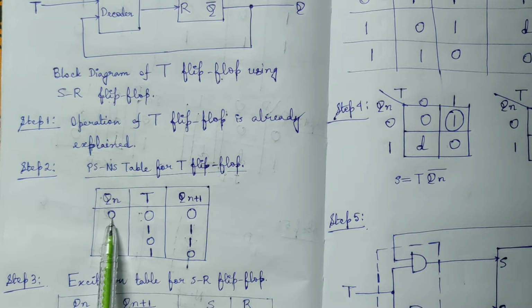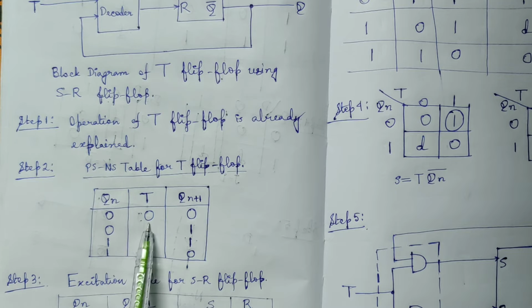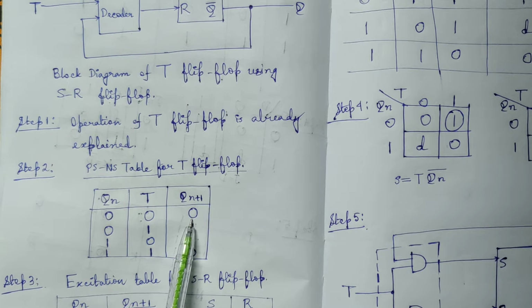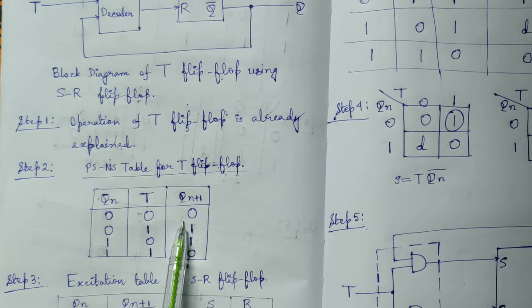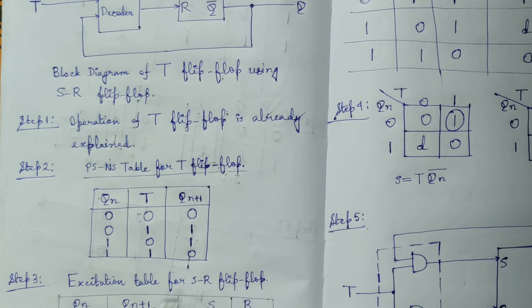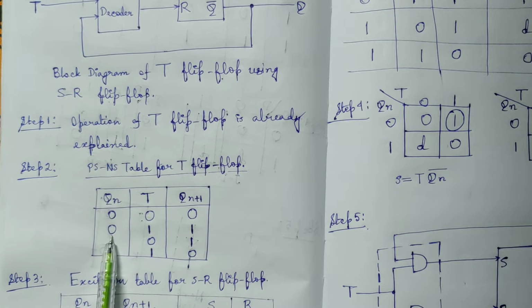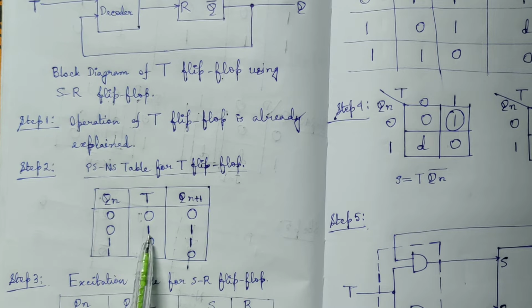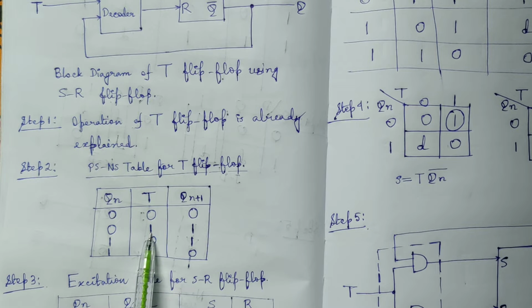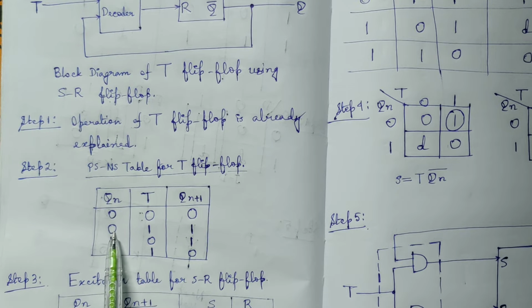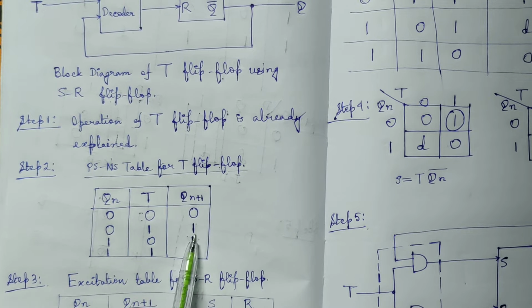When the present state output is 0 and we are giving T as 0, the output will remain unchanged in its next state value. So the next state value will be 0 also. Now coming to the second case, where the present state output is 0 and we are giving T as 1, the output will be toggled. So the next state output value will be just the complement of the present state output value. So the next state output value will be 1 here.